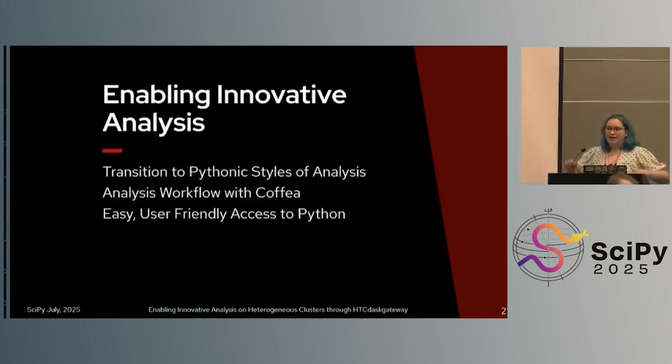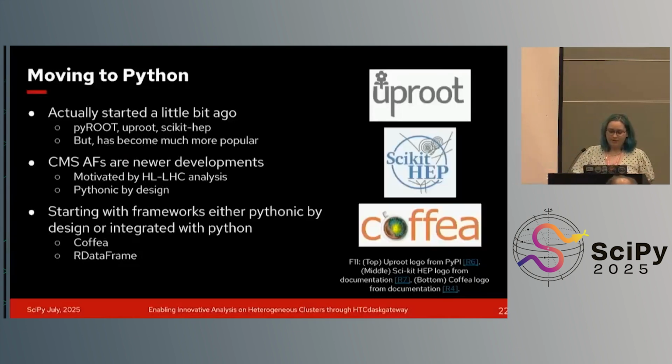So we have this thing that connects us to our batch systems, and what are we doing with it? We're going to start by talking a little bit about the transition to pythonic styles of analysis for high-energy physics, and then also I'll show you an analysis workflow with Coffea, and then describe how we are allowing for easy, user-friendly access to Python.